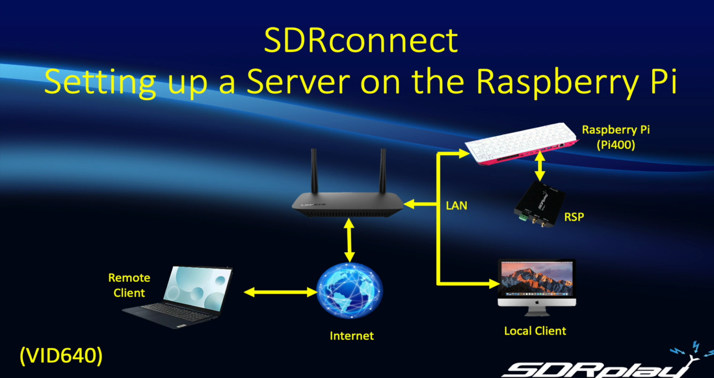In a previous video, we talked about setting up SDRconnect for networking. Please see the link in the description. In this video, we're going to talk about a worked example whereby we'll be setting up a server on a Raspberry Pi and then connecting to it from other computers, both on the local network and remotely.